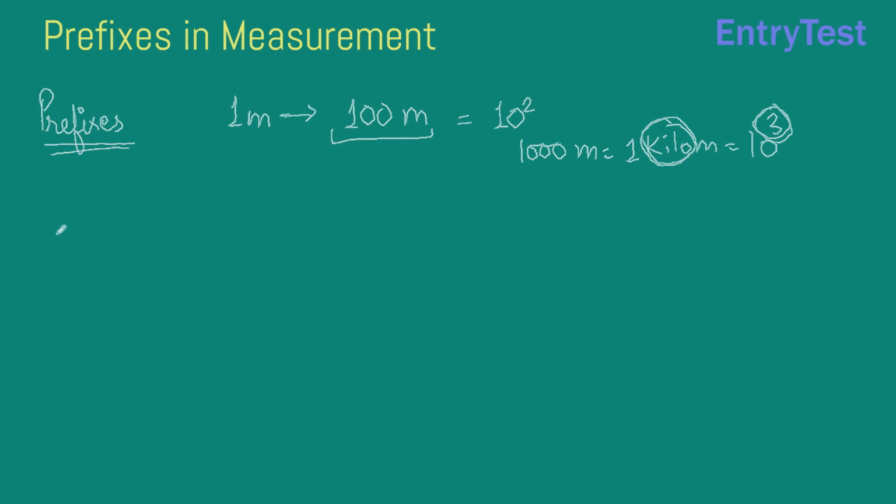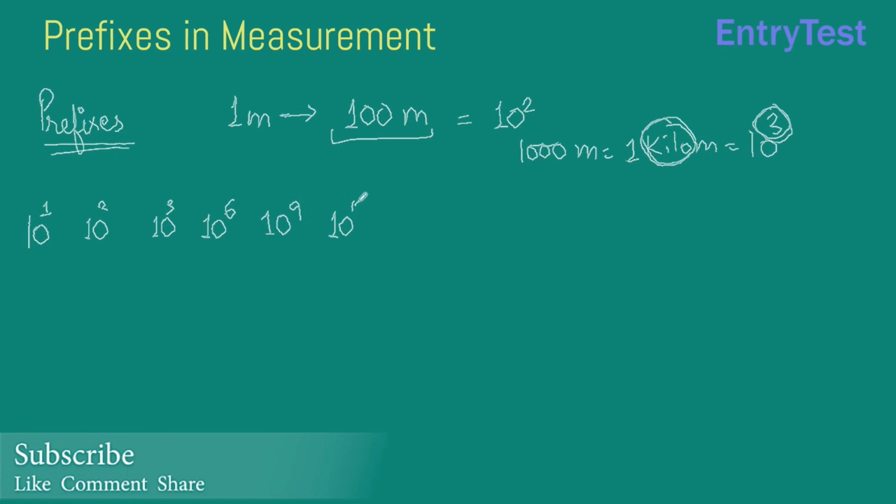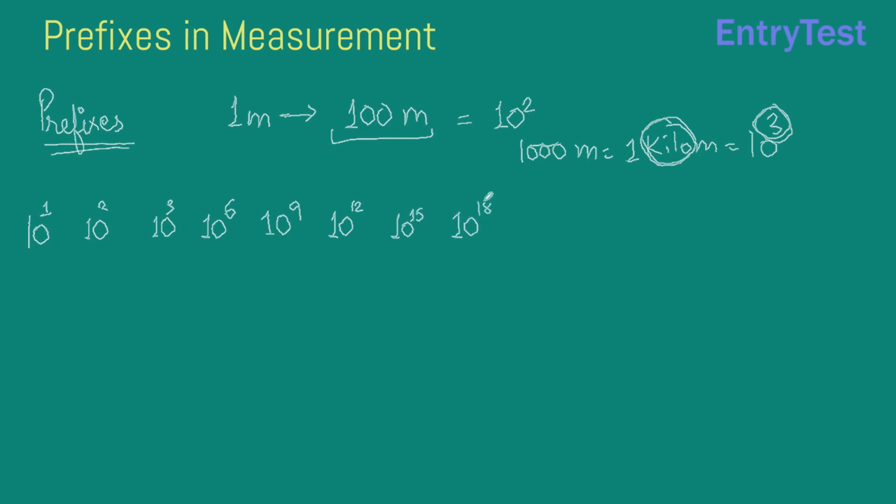So I'm going to draw kind of a table over here. So we have different quantities. Let's start with 10 raised to the power 1. That means 10 times something. And then the next quantity is 10 raised to the power 2. The next quantity is 10 raised to the power of 3. 10 raised to the power 6. 10 raised to the power 9. 10 raised to the power of 12. 10 raised to the power 15, 10 raised to the power 18, 10 raised to the power 21, and 10 raised to the power 24, which is a lot of zeros, 24 zeros to be exact.